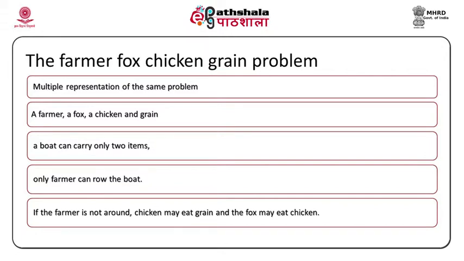Now, in the beginning you may feel that the problem is almost the same as the previous one. It is not. There are some important differences. For example, only the farmer can row the boat, and when the farmer is around, nothing wrong is going to happen. Not only that, the fox will have nothing to do with the grain. So if you have fox and grain on one side, absolutely no problem.